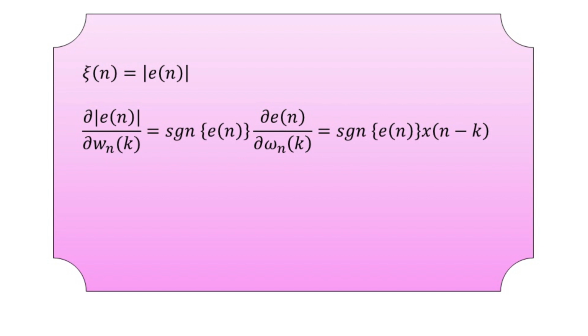Therefore the gradient vector takes the form del zeta of n equal to the signum function of e of n times x of n. Here x should be in small case, a typo. This is the result, and therefore the sign error algorithm is also sometimes known as the least mean absolute value algorithm, which we can abbreviate as LMAV.